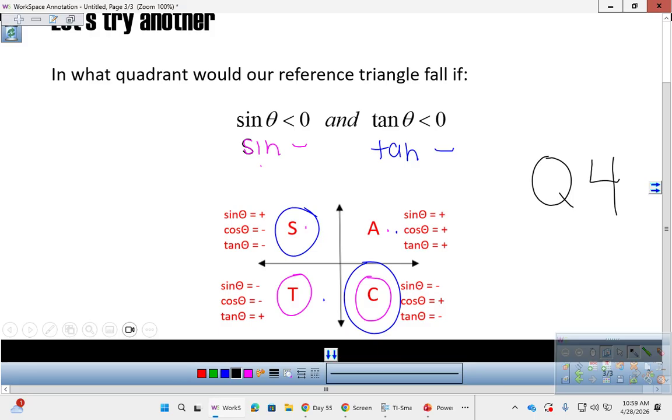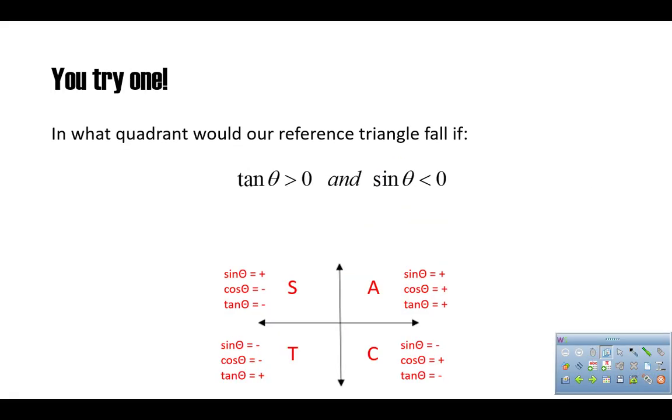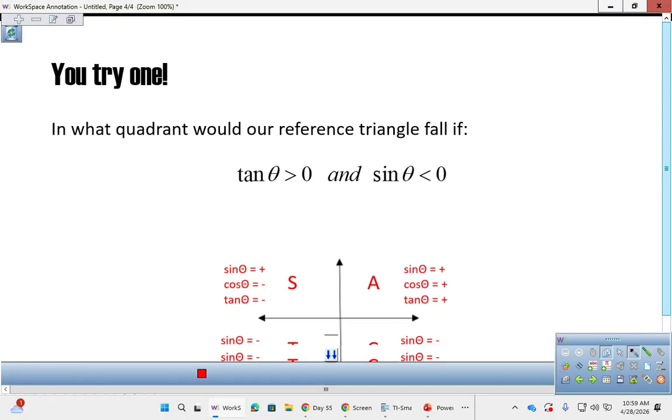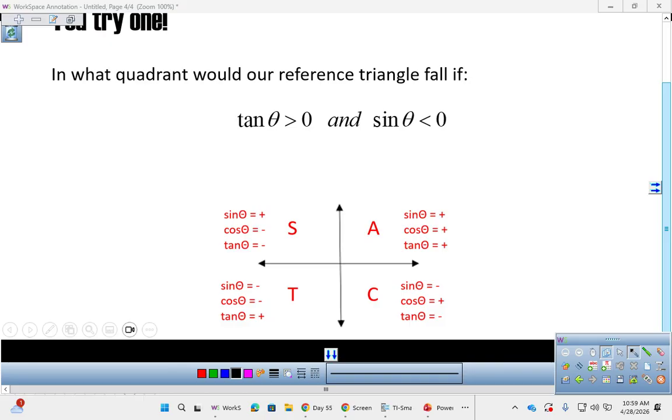Make sense? All right, so try it. Here's your information. Tangent of theta is greater than 0. Sine of theta is less than 0. You can work through it in your head. You can jot something down. It's not in your toolkit. We want to figure this one out. Anyone figure it out?